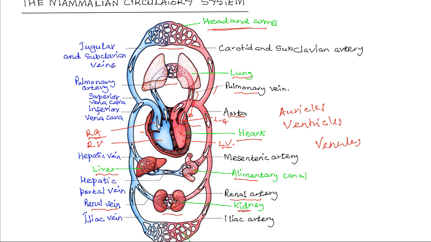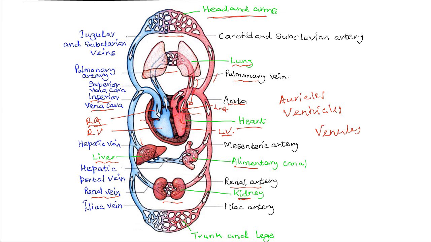Now, the blood coming from the neck and the lower part of the body drains into the inferior vena cava. That is the blood coming from the liver through the hepatic vein, coming from the kidney through the renal vein, coming from the trunk and the legs through the iliac vein. All these drain into the inferior vena cava, while the blood coming from the head and the neck region drains into the superior vena cava, all of which join and drain the blood into the right atrium.